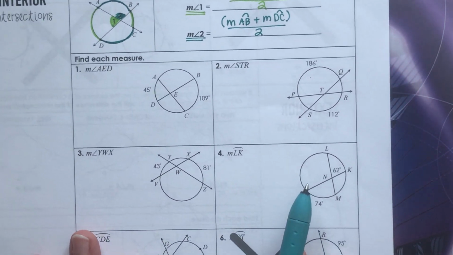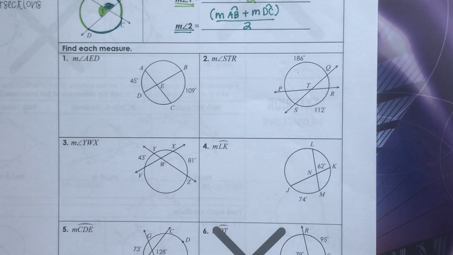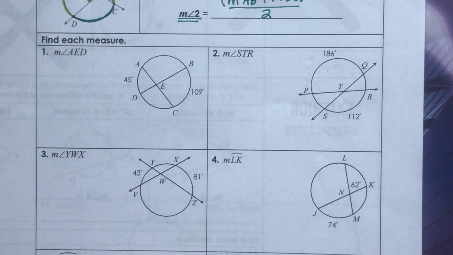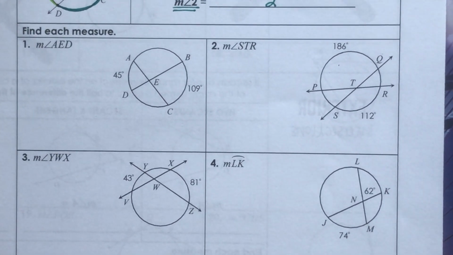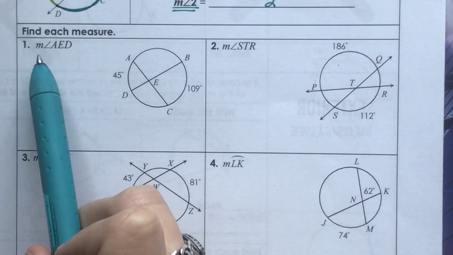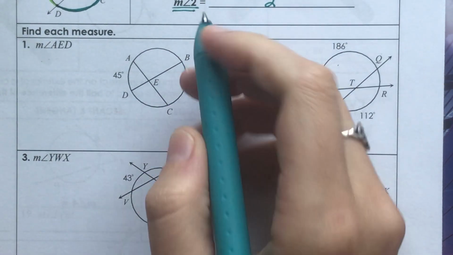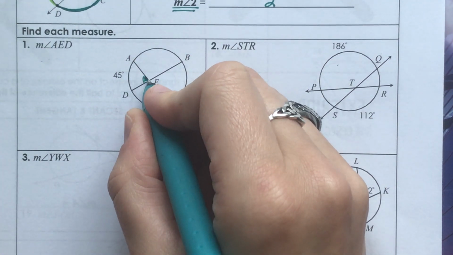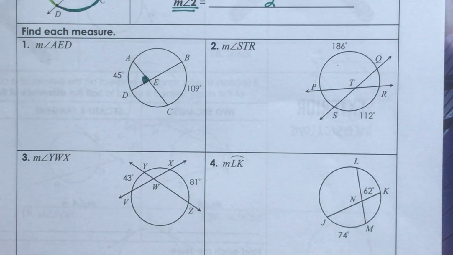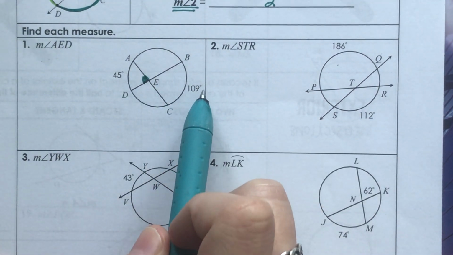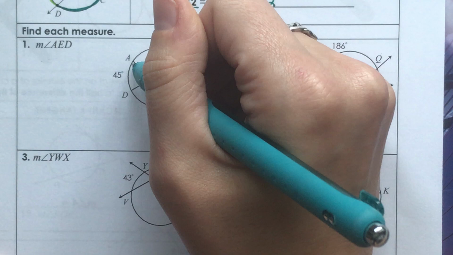Easy enough. So let's do a couple practice problems here. Let me zoom in just a little bit. We're going to find each measure that's listed there. The first one it wants me to find is the measure of angle AED. AED means this angle right here. To find that angle, I'm going to take the two arcs that are intercepting it, add them together, and divide by 2.